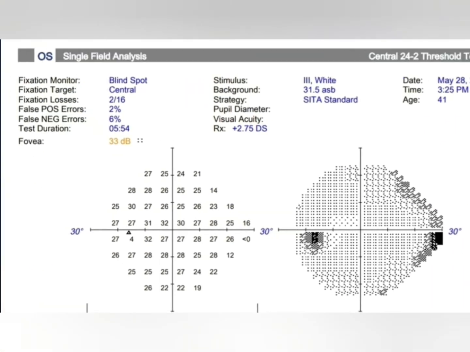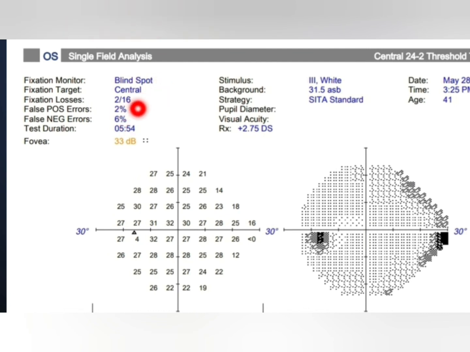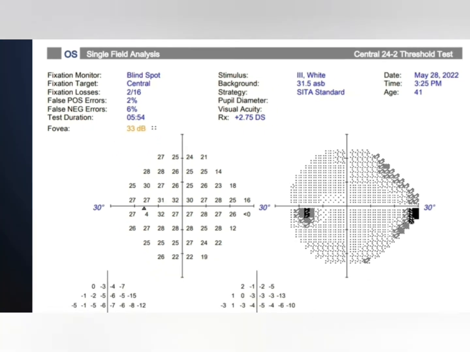Okay, now let's move to this chart, where first of all you need to see the reliability indices. Here you can see this is 2 by 16, false positive 2%, false negative 6%. It is quite acceptable. The foveal sensitivity is 2 decibels less than normal, at 35 decibels. It is quite less, but we can rely on it.